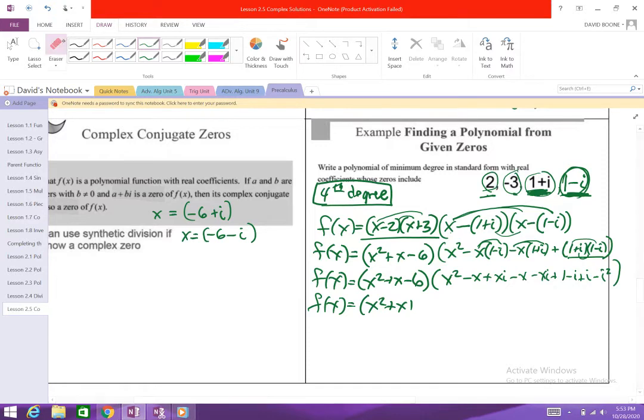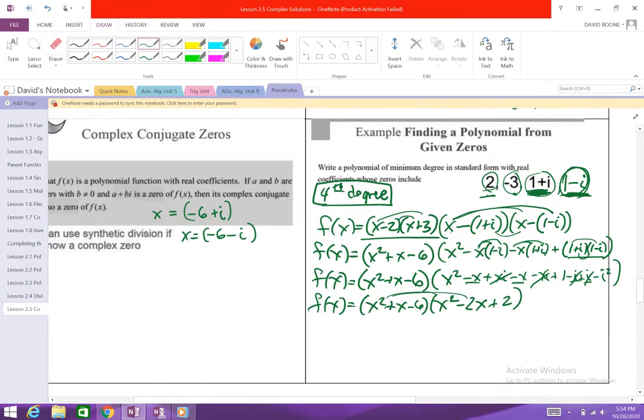Now we should do a lot more cleaning up here. f of x equals x squared plus x minus 6. And then x squared minus x and minus x is minus 2x. xi minus xi, those cancel each other out. I've got a 1 here. Minus i plus i, those would cancel each other out. And then here, i squared is negative 1. So this is a minus a negative 1, should be plus 1. And another 1 would give me 2.